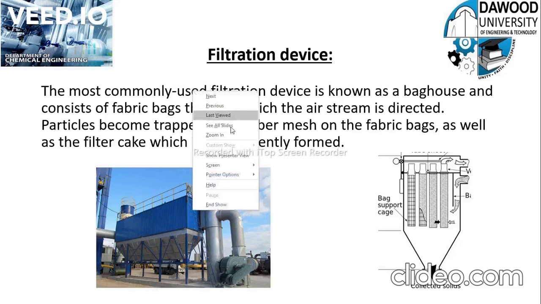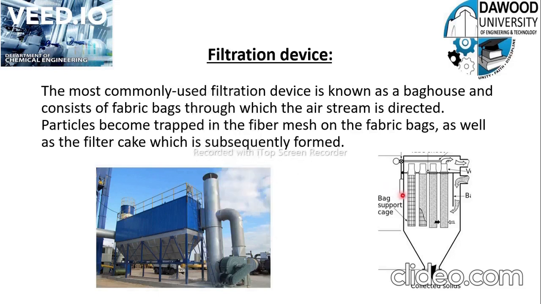Consider this diagram. Now, this diagram consists of a tube sheet. To this tube sheet are attached some bag filters. These bag filters consist of a supporting cage. This supporting cage strengthens the bag filters.